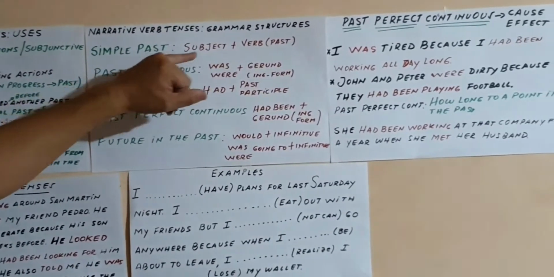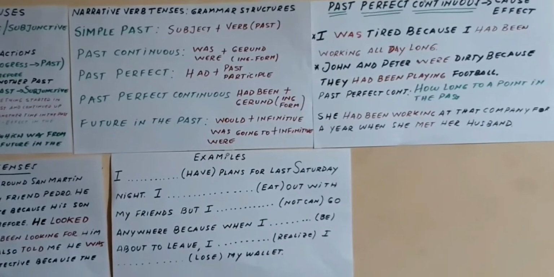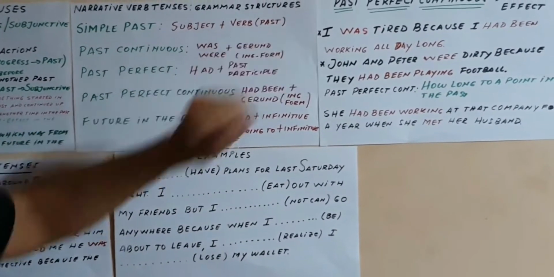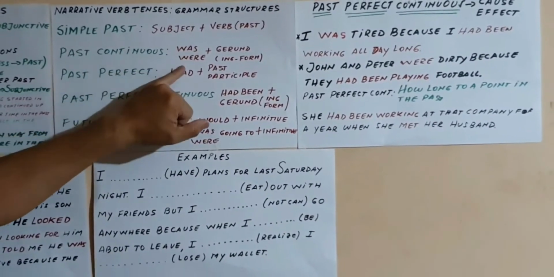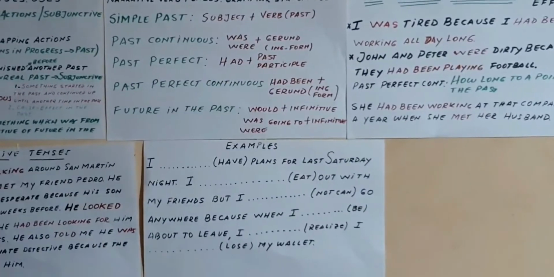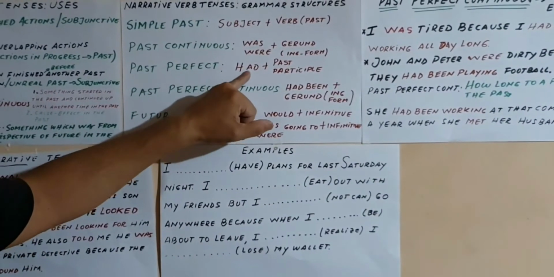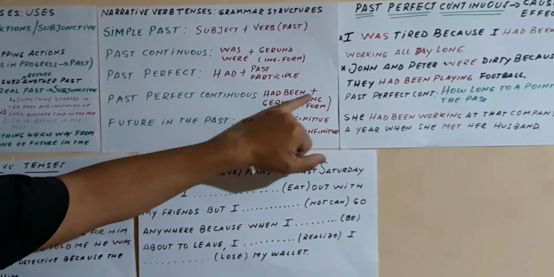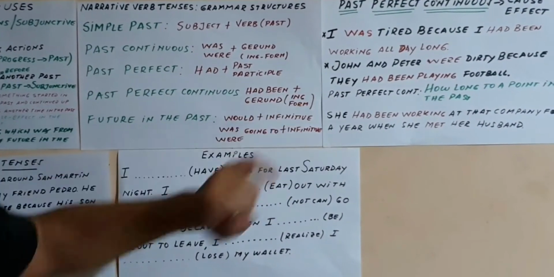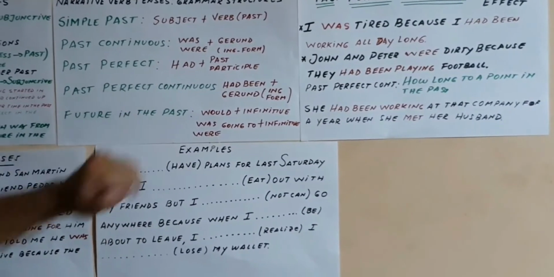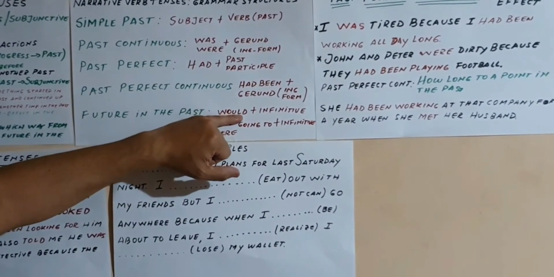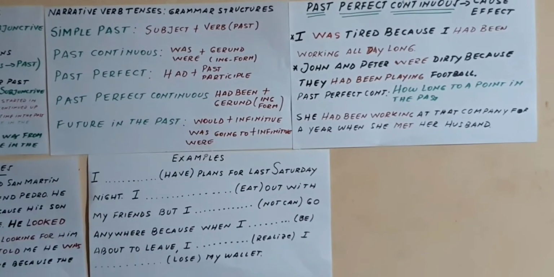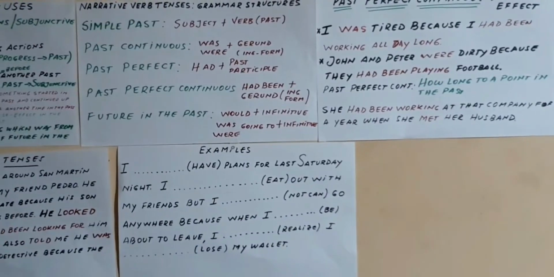Now, let's deal with the grammar structures of the different verb tenses. Simple past, remember, subject plus the verb in the past. The past continuous, was or were plus the gerund, that is to say the ing form, or past perfect with had plus the past participle, or past perfect continuous, had been plus the gerund, that is to say the ing form, or the future in the past. We can use would plus infinitive, or was or were going to plus infinitive. These are the narrative verb tenses.